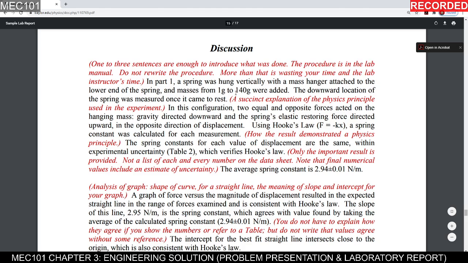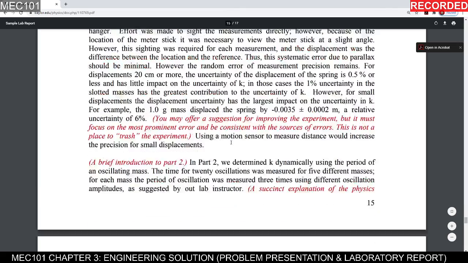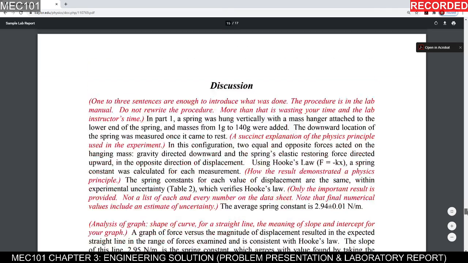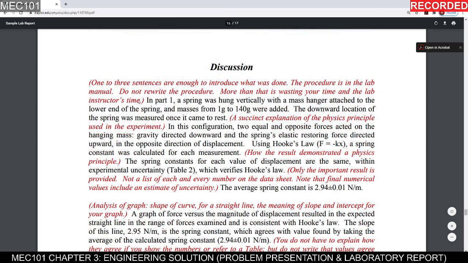This is an example of a discussion from Baylor edu. It is a kind of long discussion. Let's say in part 1, a spring was hung vertically with a mass hanger attached to the lower end of the spring, and masses from 1 gram to 140 grams were added. This is just the introduction to your discussion part: what have you done?